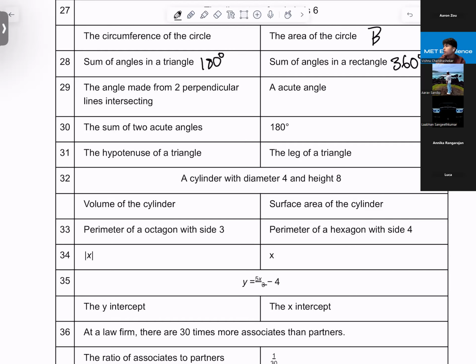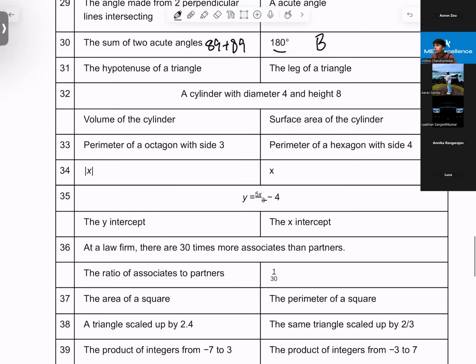Okay, 29. An angle formed by two perpendicular lines. Two perpendicular lines always form a 90-degree angle, and an acute angle is less than 90 degrees, from the definition of an acute angle. The angle from two perpendicular lines intersecting would be correct. So it would be quantity A. That would be bigger. For 30, an acute angle is always going to be less than 90 degrees. So it could be, let's say, 89 plus 89. It's always going to be less than 180 degrees. So this one is B.